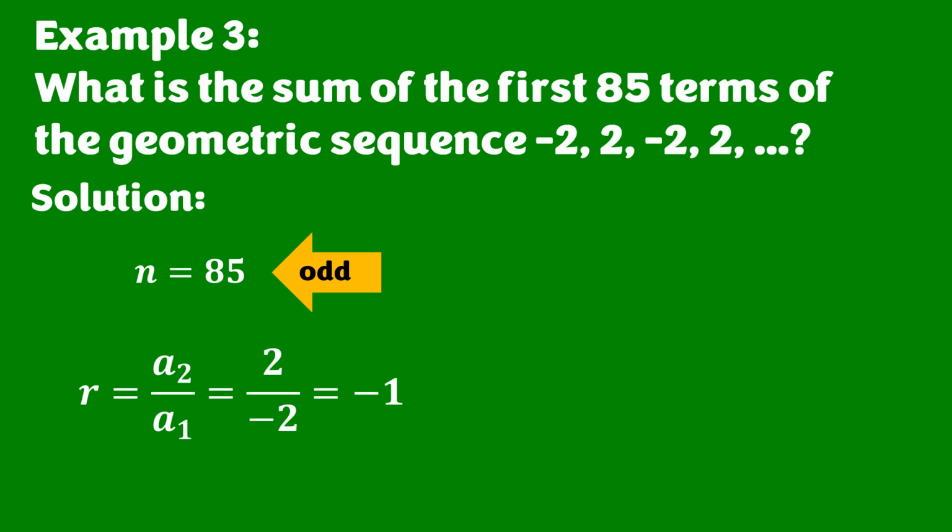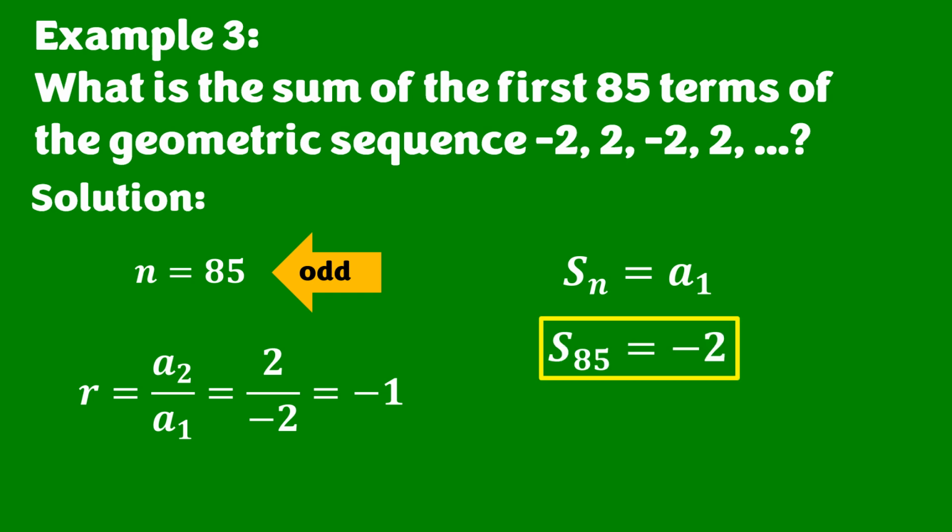The common ratio of the given geometric sequence in example number 3 is negative 1. And the value of n is an odd number, which is 85. So we will use the formula S sub n is equal to a sub 1. We're going to substitute the value of n and a sub 1 in the formula. So we have S sub 85 is equal to negative 2. So the sum of the first 85 terms of the geometric sequence negative 2, 2, negative 2, 2, and so on is negative 2.